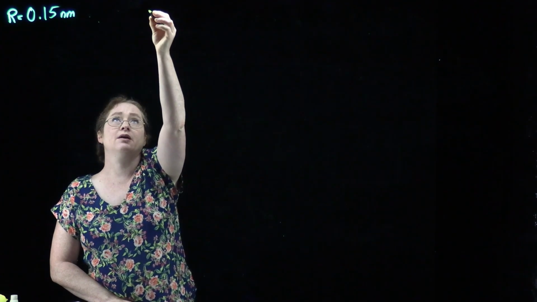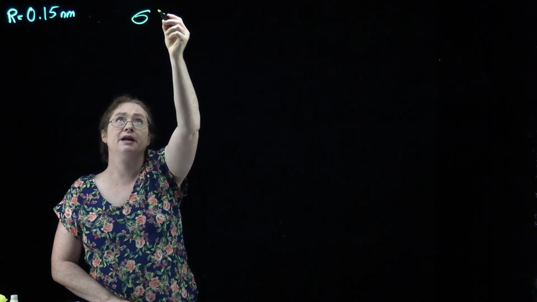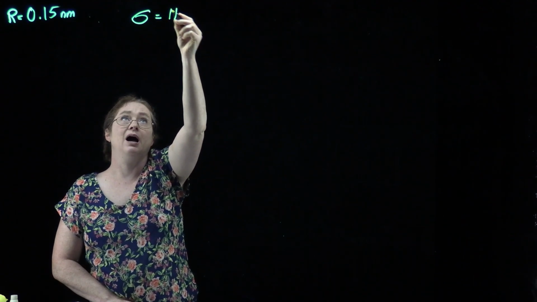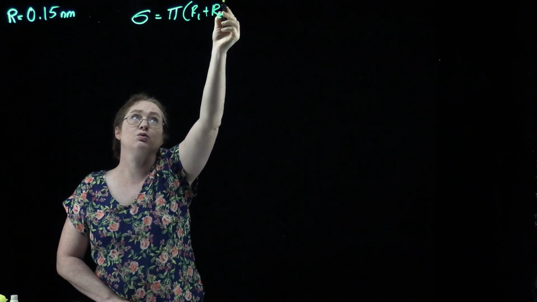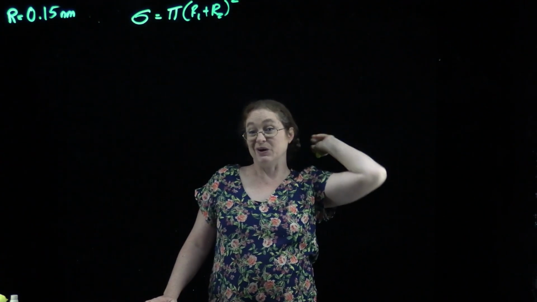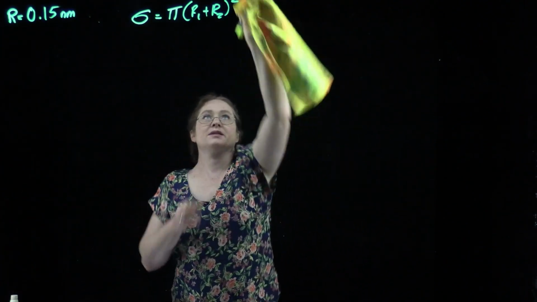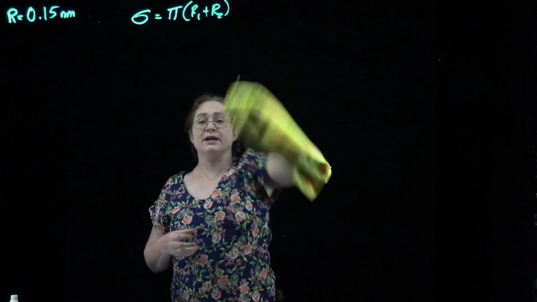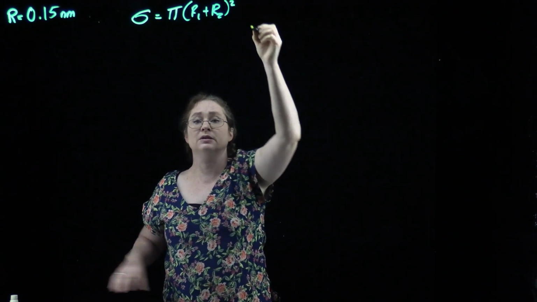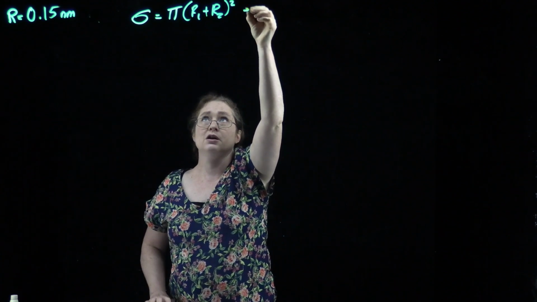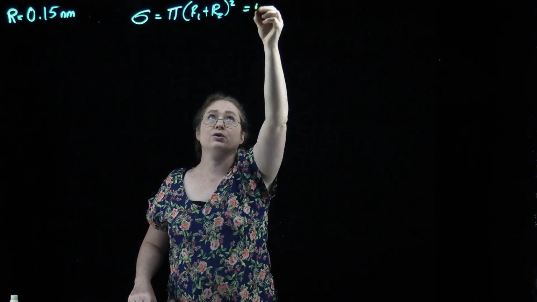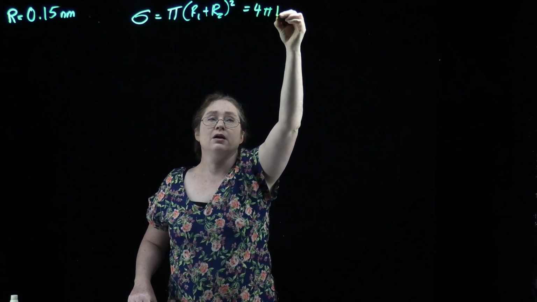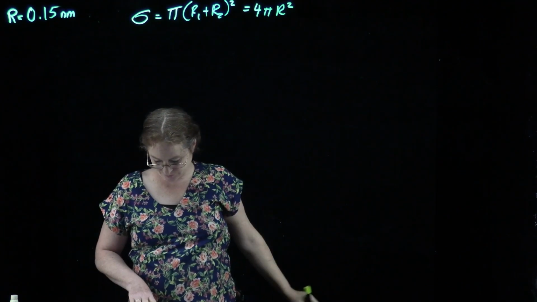So we have our effective cross-sectional area, which was pi (R1 plus R2) quantity squared, except now R1 and R2 are equal to each other, and they are R. So you get pi (2R) squared, or 4 pi R squared.